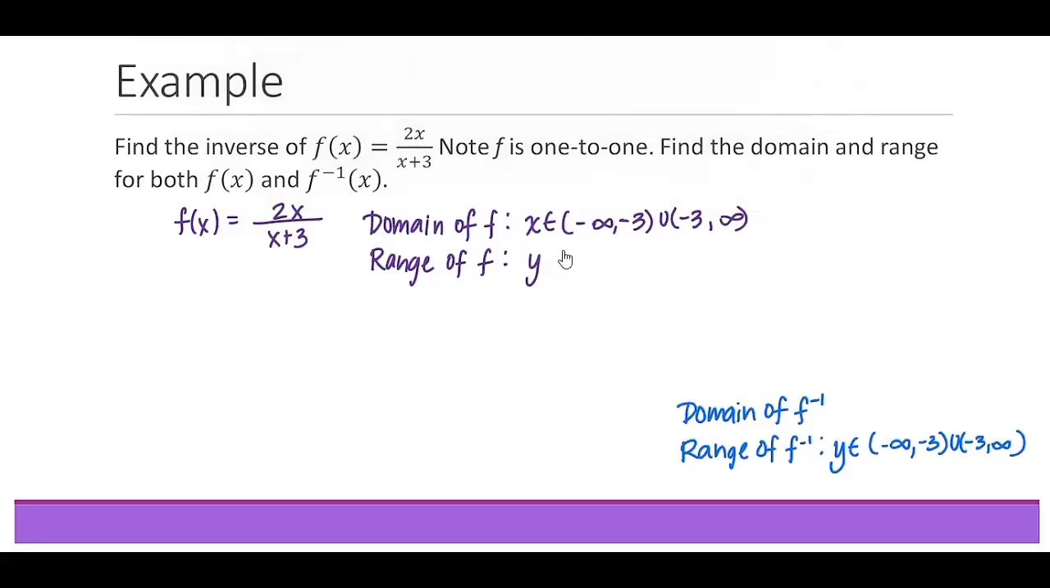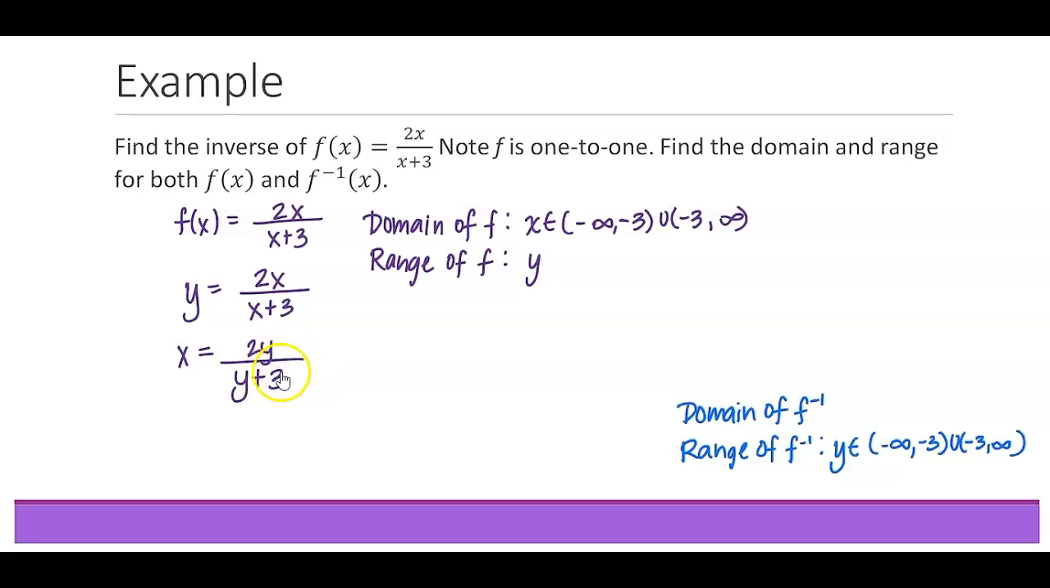So now let's actually go through the algebra of finding the inverse function here. We're going to replace f of x with y. Y equals 2x over x plus 3. And then we're going to switch out the y for an x, and switch out each x for a y. So x equals 2y over y plus 3. Well, this one's slightly different because now I have two y values involved, and I have to get y by itself.